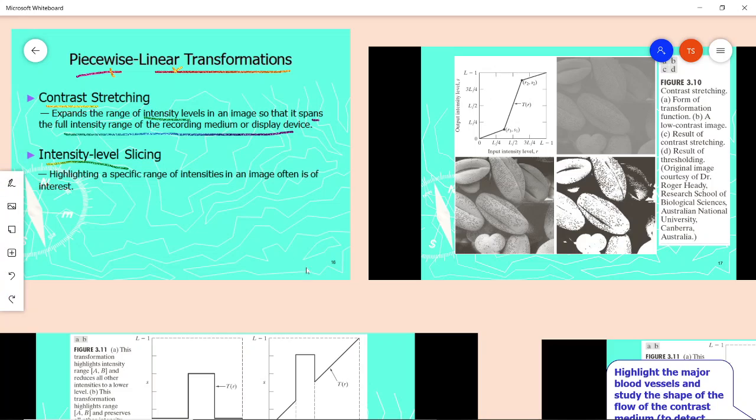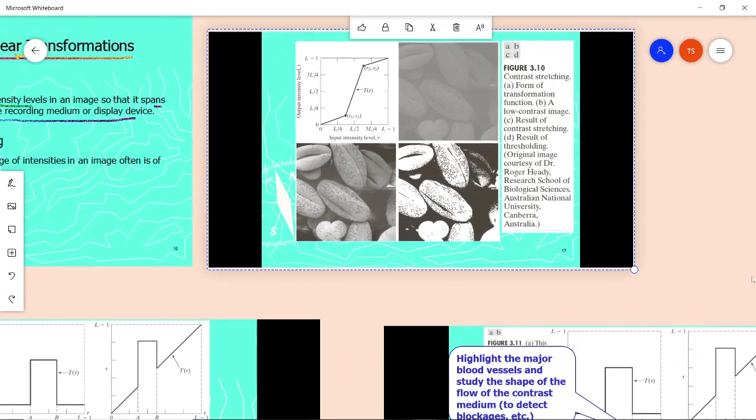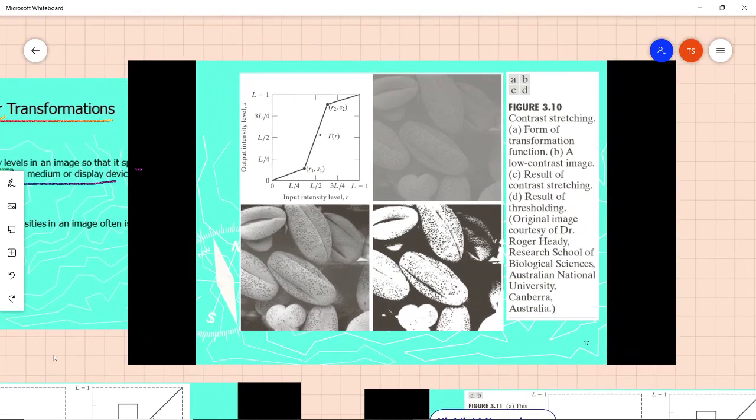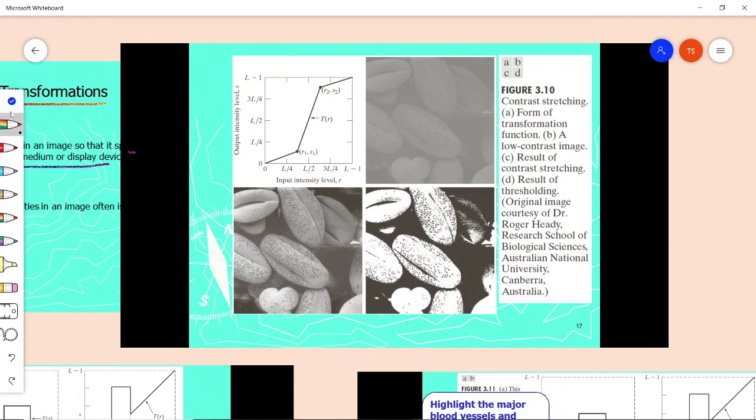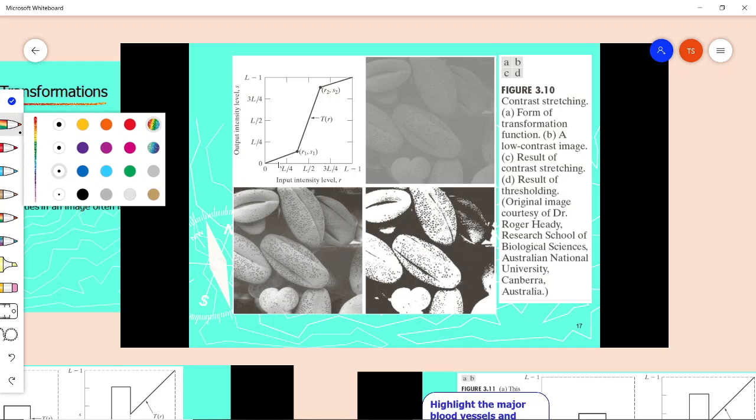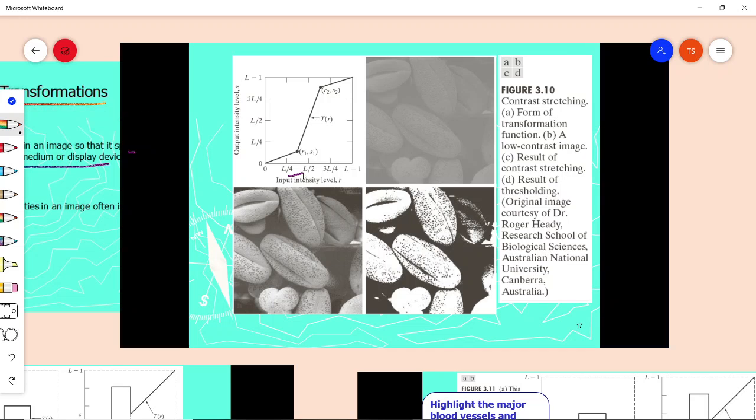For this, see an example here. This is the intensity levels graph, and these are the input intensity levels at various intensity points, and this is the output intensity level. And if we apply this form of transformation, this is the transformation function we applied, so that the resultant curve, the graph we got after applying the transformation function. So the actual input image is this one.